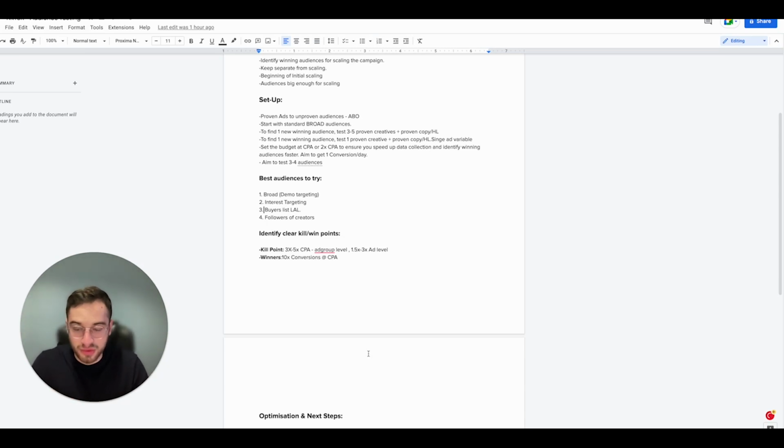Now, the kill point that I really would like to have, obviously, as you can imagine, will be dependent on the product, AOV, industry, etc. But as a broad guideline with benchmarks, I like to kill things at 3 to 5 times CPA spent, of course, on ad group level, so the collective results of each ad, and 1.5 to 3 times on ad level. So basically, if they have spent like 3 times the CPA, I will kill them for sure.